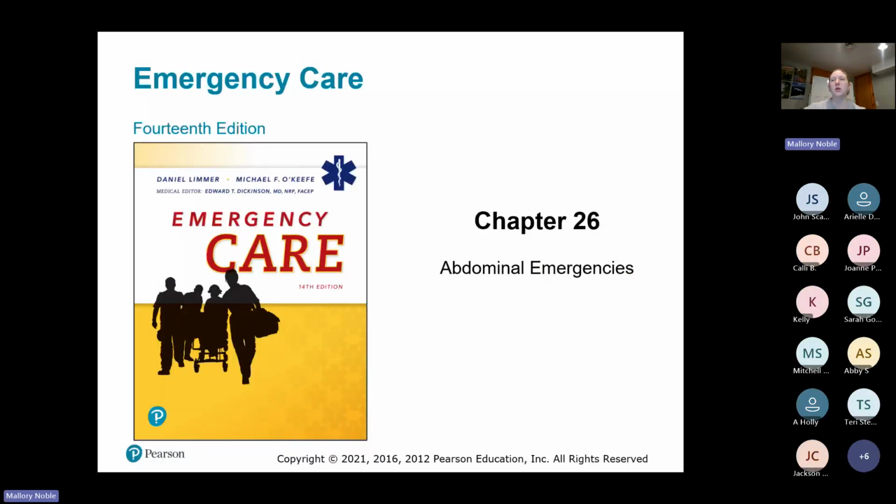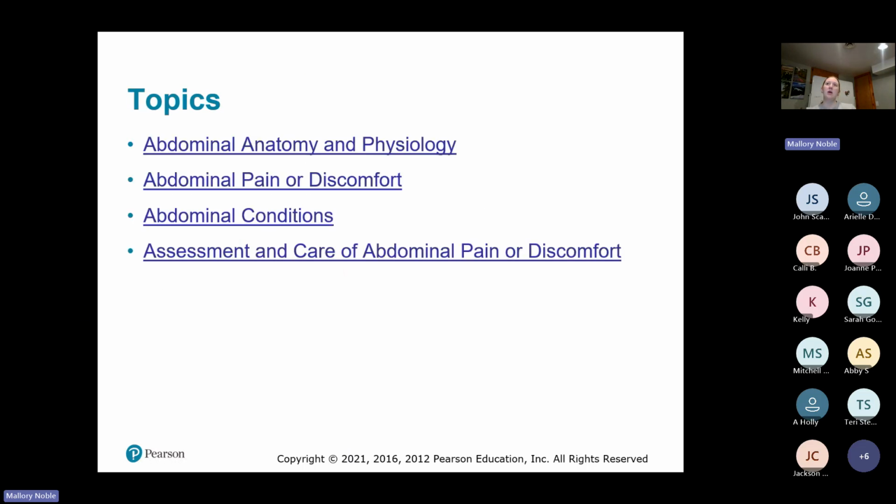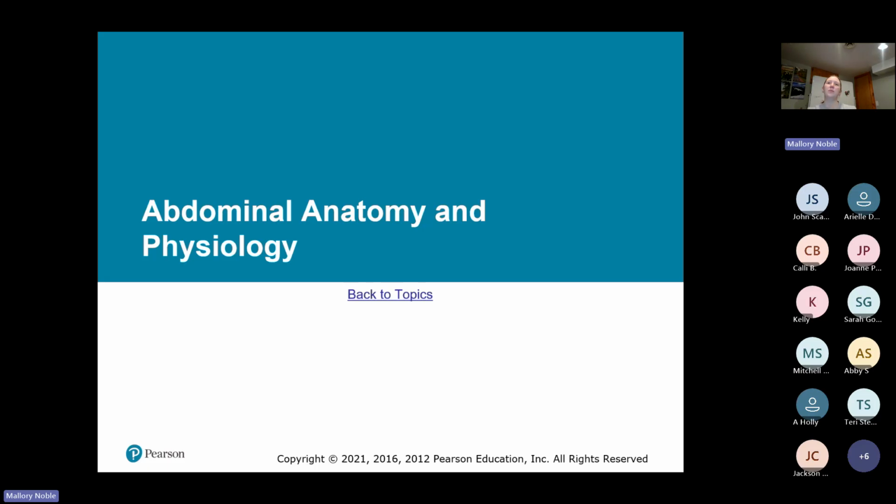All right, chapter 26, abdominal emergencies. So in this chapter, we're going to go through abdominal physiology and anatomy, as well as pain and discomfort, different conditions that you can have, and how to assess those conditions.